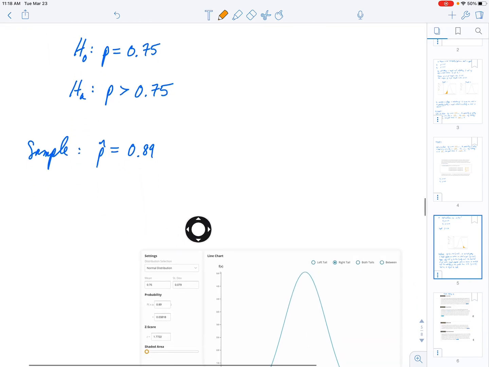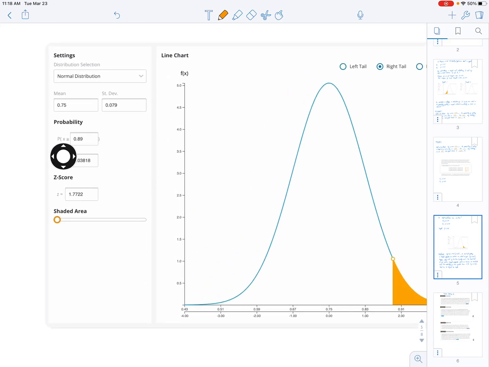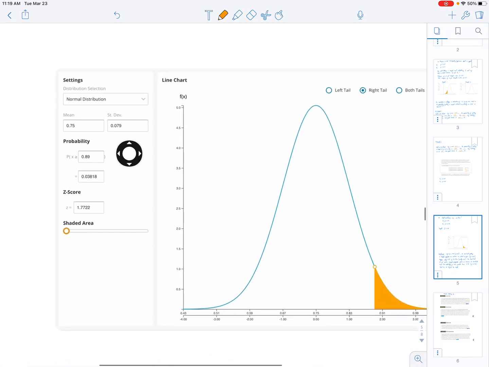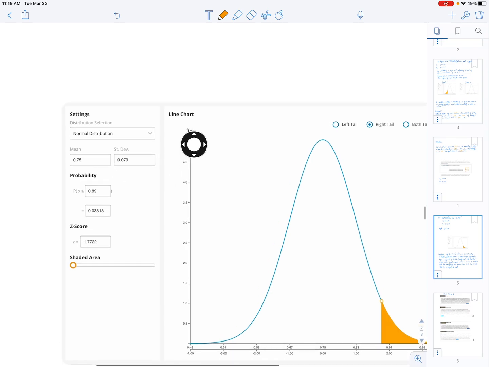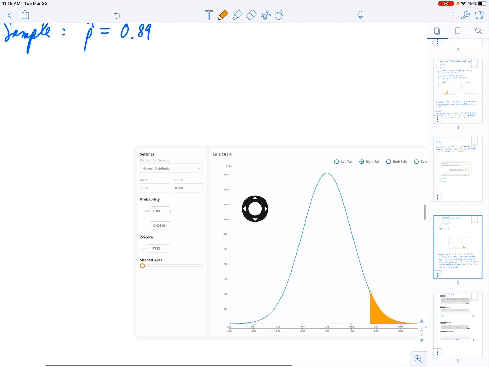Okay, so my sample statistic is 0.89, and I ask myself, what are the odds of me getting a sample statistic that's greater than or equal to 0.89, assuming that the null hypothesis, or assuming that this is the underlying population characteristic? What are the odds of me getting a sample proportion greater than or equal to 0.89? And the odds are 3.8%. So in other words, if the underlying population characteristic is 0.75, the odds of getting a sample proportion of 0.89 or higher is only 3.8%.